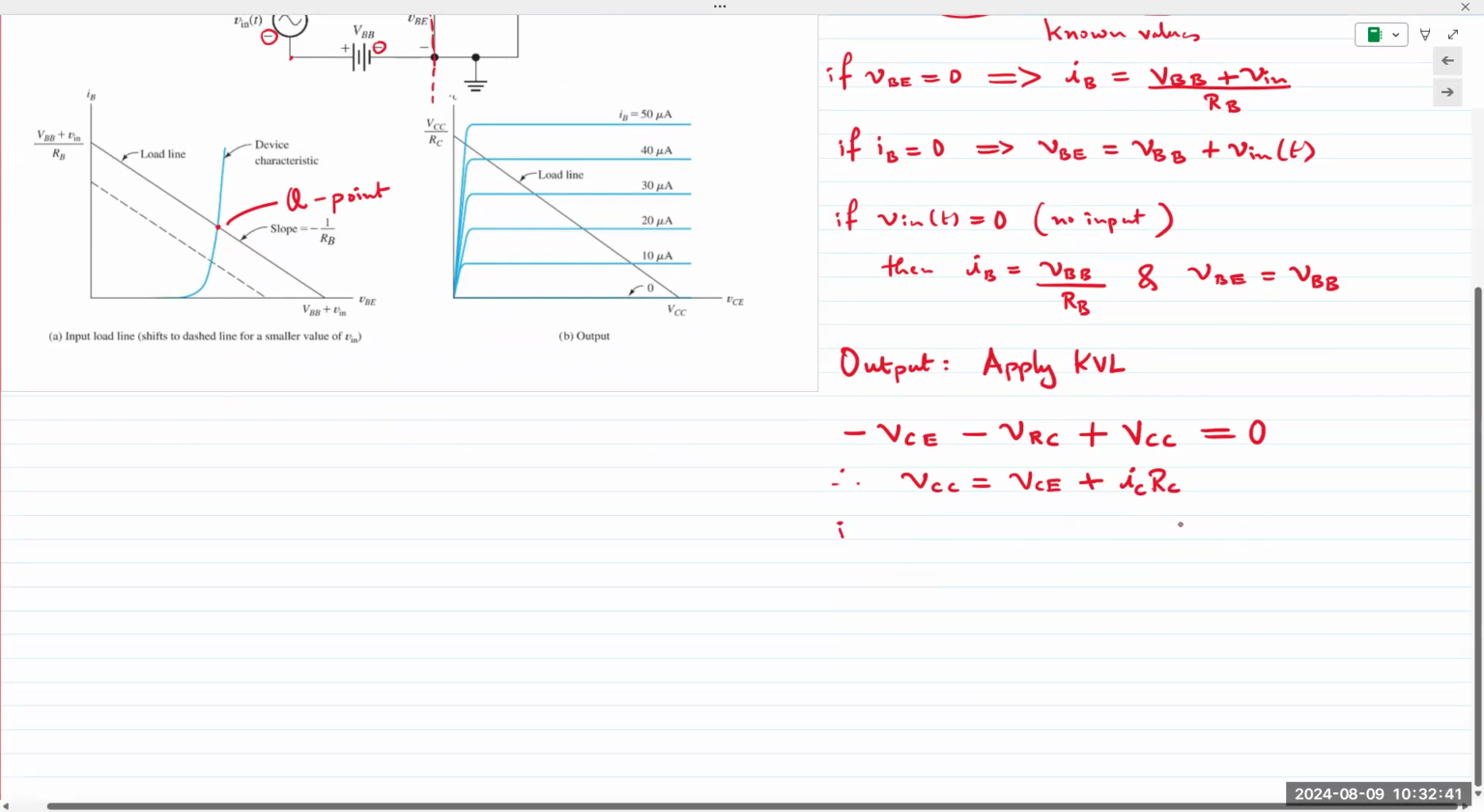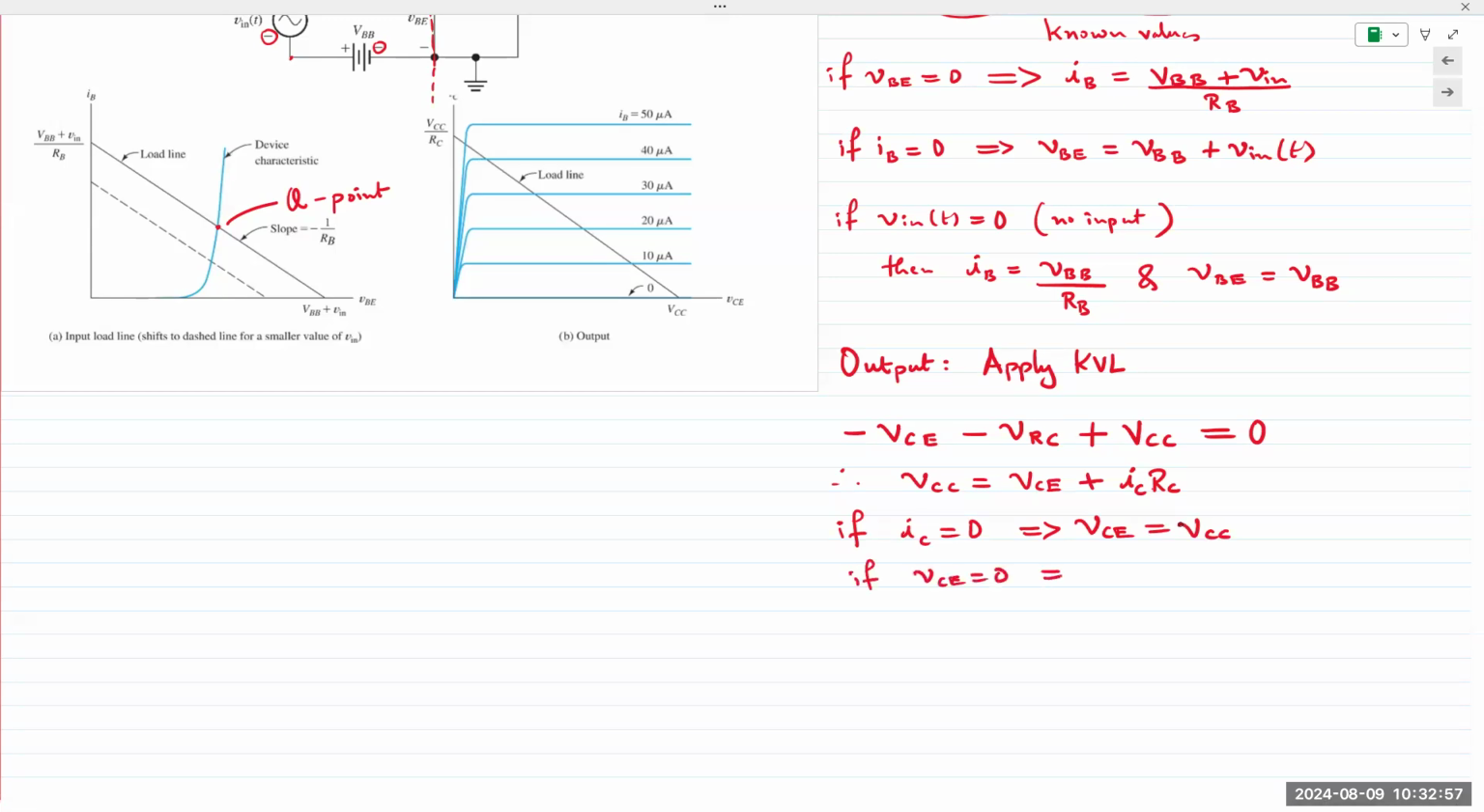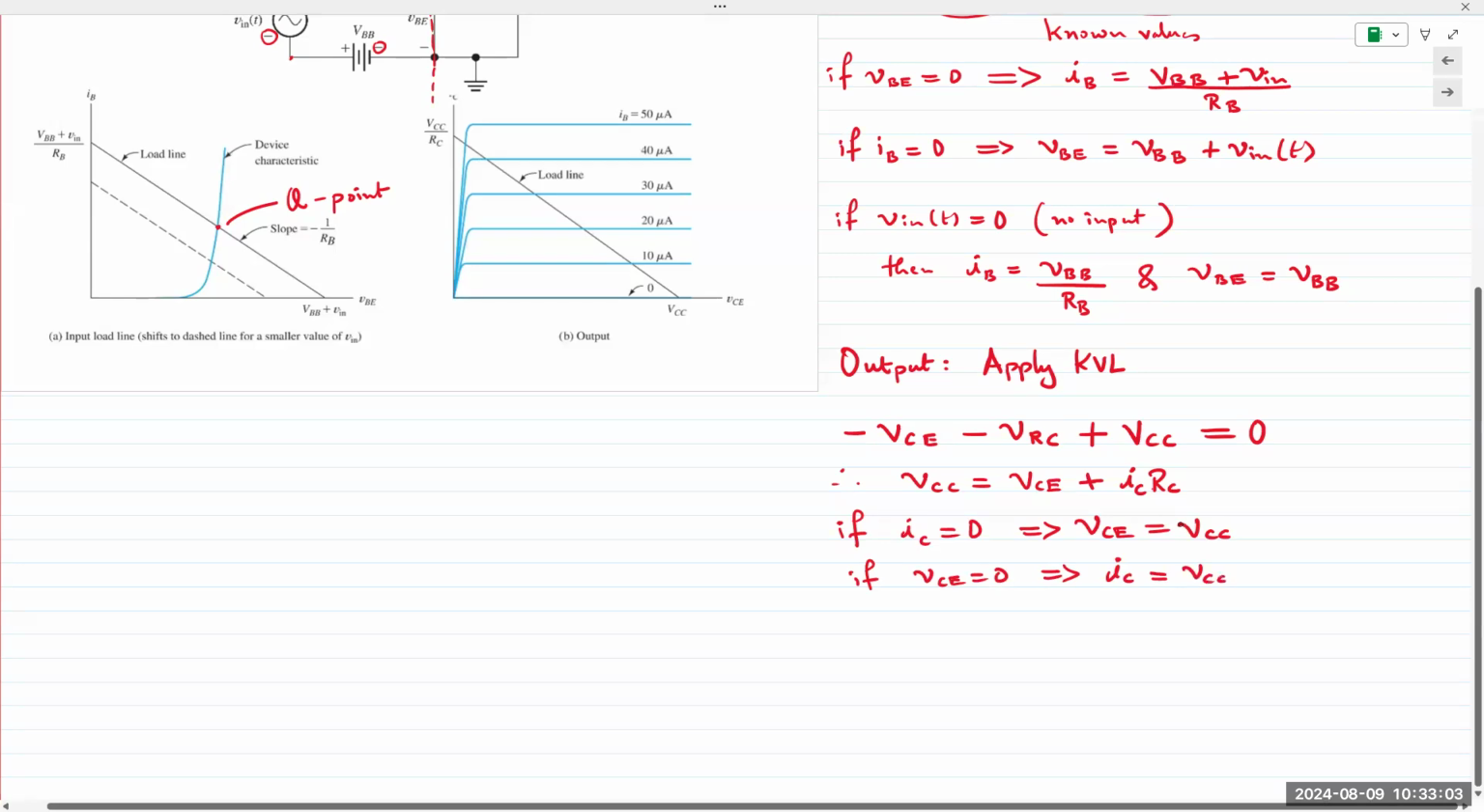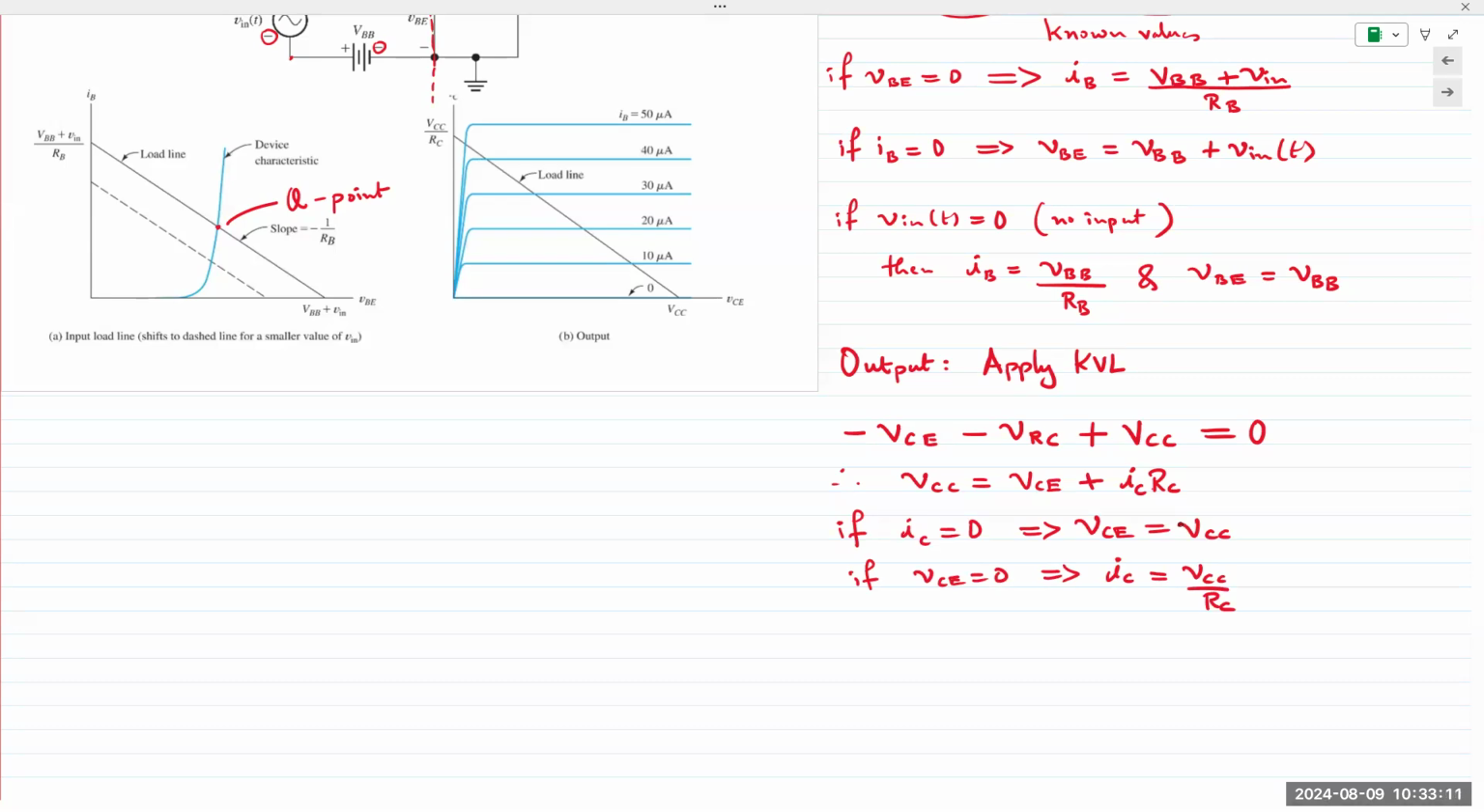To find the two coordinates, I would substitute. If IC is equal to 0, then I obtain VCE equal to VCC. And if VCE is equal to 0, then IC is equal to VCC over RC, the max drop. Same thing that we saw in the diode, same thing we saw on the input side, same equations. That's the load line. This is the standard way to determine the load line.